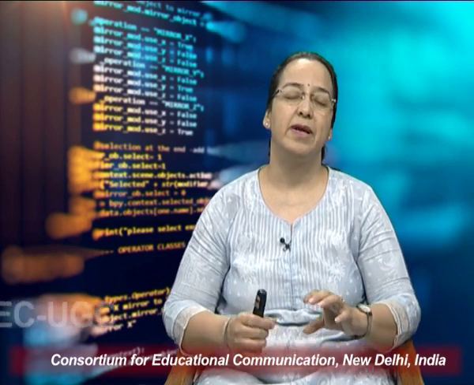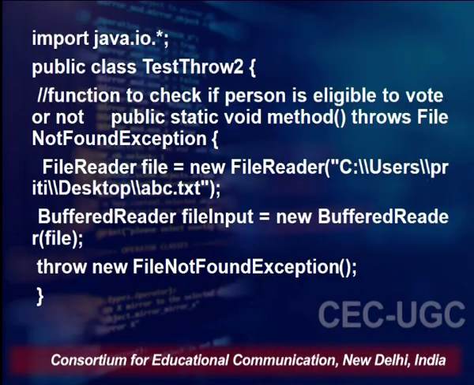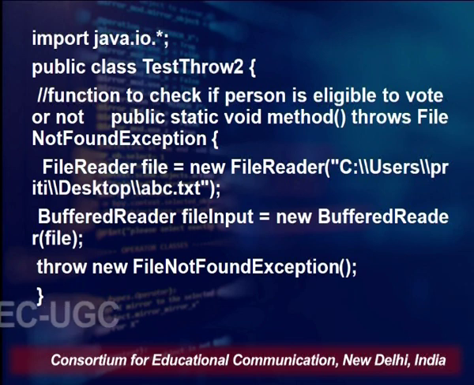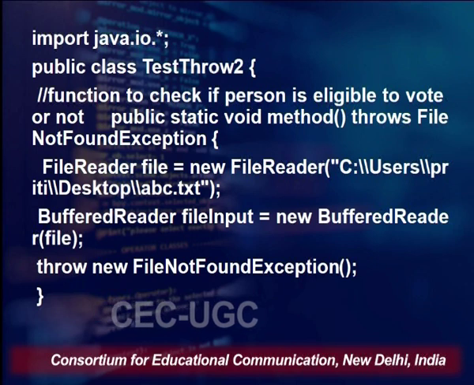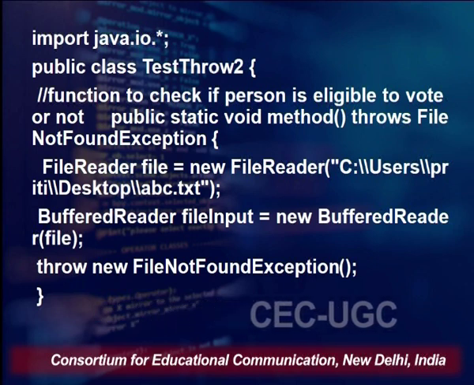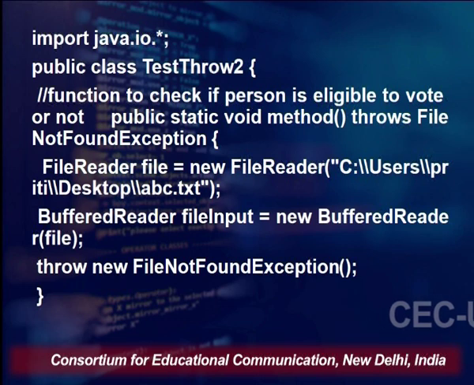And now the program is related to the previous lecture, where we were checking whether a person is eligible to vote or not. Here, within a class, we have imported java.io.*, and then within the class we have one function whose name is method.